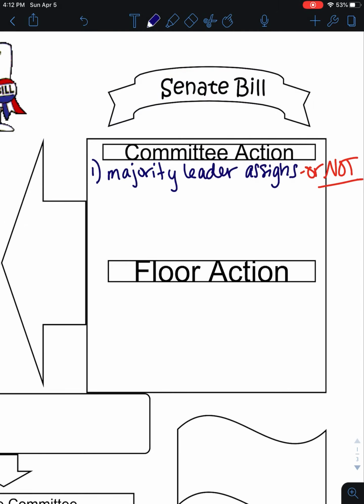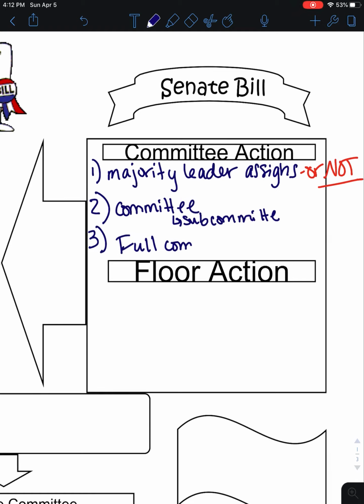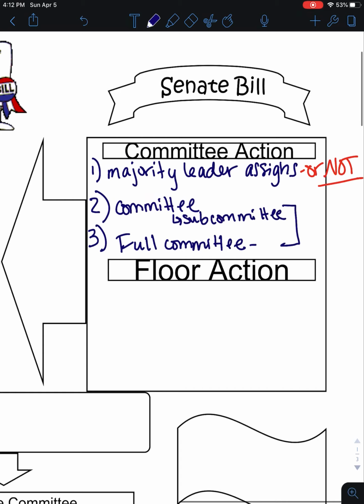It's going to go through the same steps that we saw on the other side. It's going to be assigned to a committee, where it'll go to a subcommittee. And then it's going to be the same as the House, okay? As well as step 3, when it goes to full committee, it will also be the same as the House, where they'll report favorably or not. So we're going to put same as House.